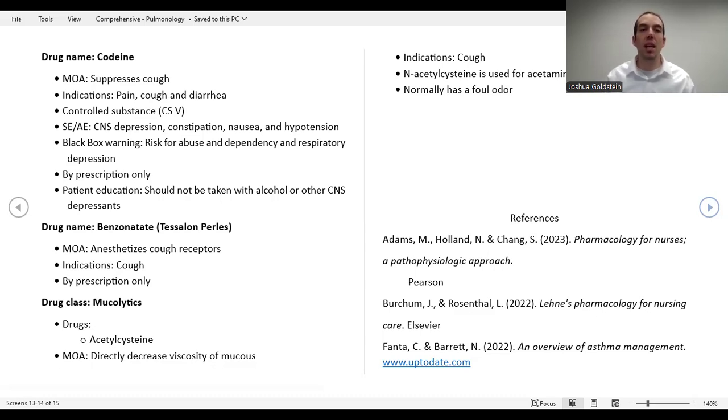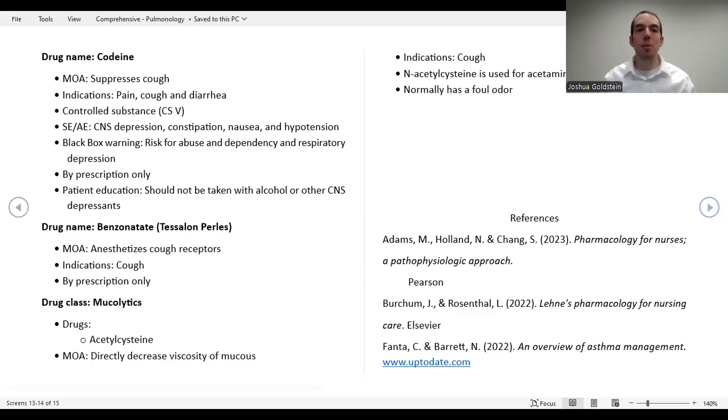The side effects of codeine, obviously, it's an opioid: CNS depression, constipation, nausea, hypotension. Like all opioids, it has a black box warning for risk of abuse and dependency, and also respiratory depression. This is obviously by prescription only. This is obviously a controlled substance. Because it has that issue of CNS depression, anything that has a concern for CNS depression cannot be taken with alcohol or any other CNS depressant.